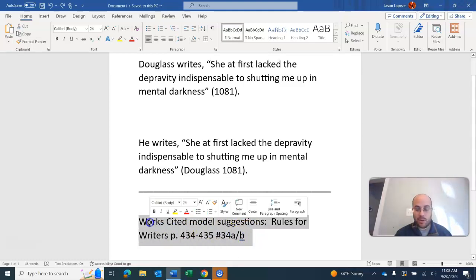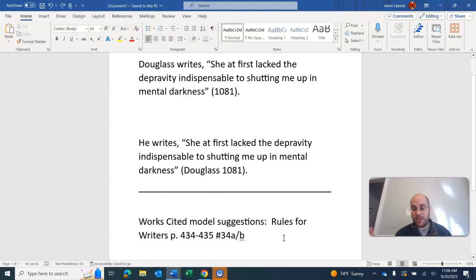Sort of a tip, you could just look it up for yourself, but my suggestion is to go to Rules for Writers pages 434 and 435. There you'll see number 34 has an A and a B. Those two models will help you generate the works cited entries for your two sources, Plato's Allegory of the Cave and Frederick Douglass's Learning to Read and Write. So that's where I would start. You'll basically be swapping out your information from Plato and Douglass into the models on pages 434 and 435.